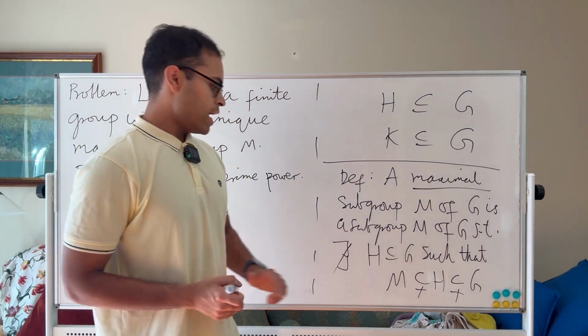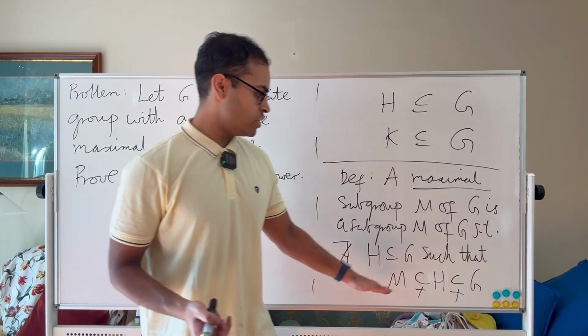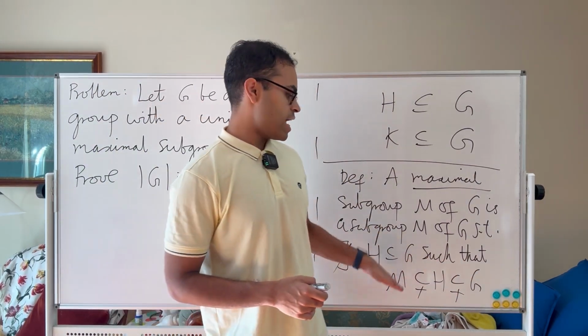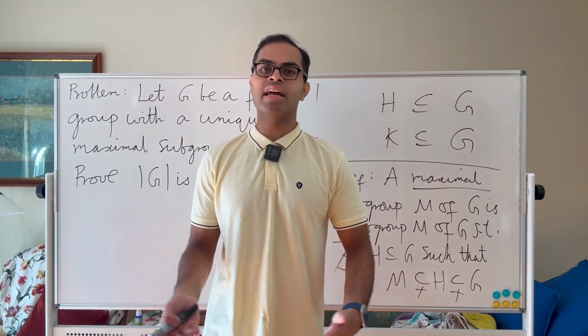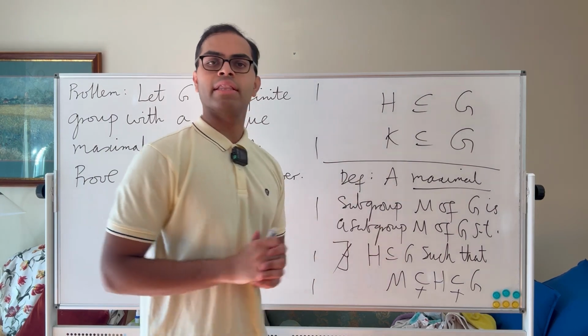H could be G or H could be M, of course, but there are no other subgroups in between. Then we say that M is maximal. So it's a maximal element of the partially ordered set of proper subgroups of G, if you like, but you can just think of it in that definition.